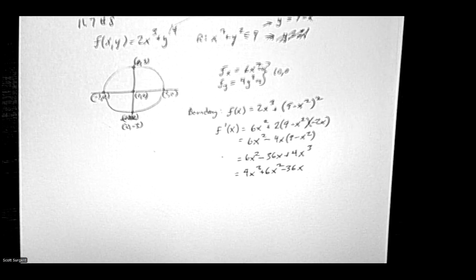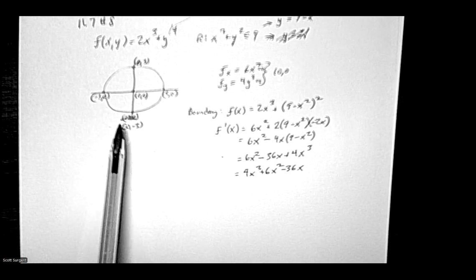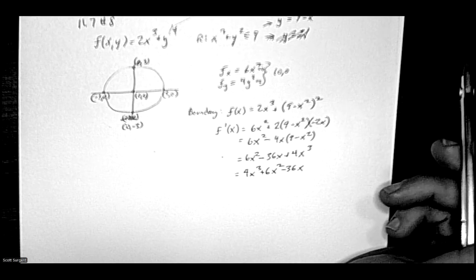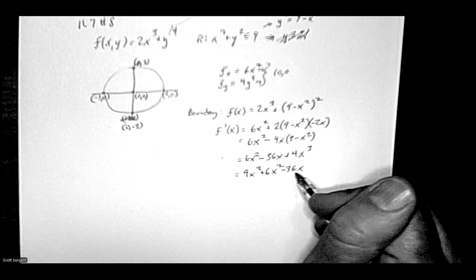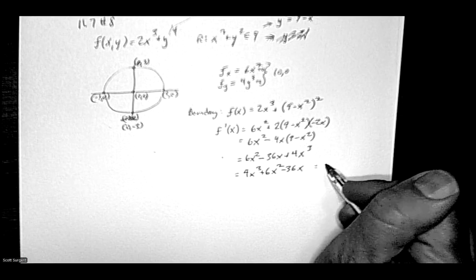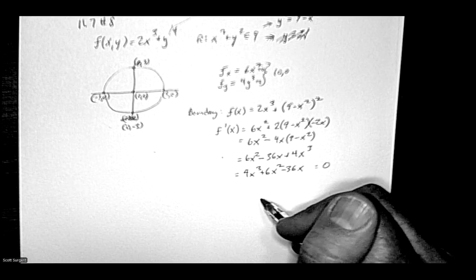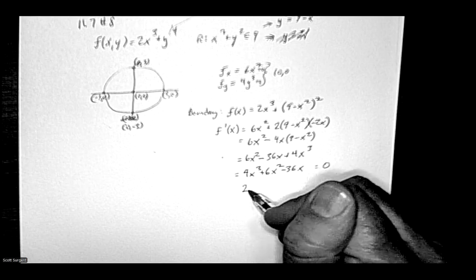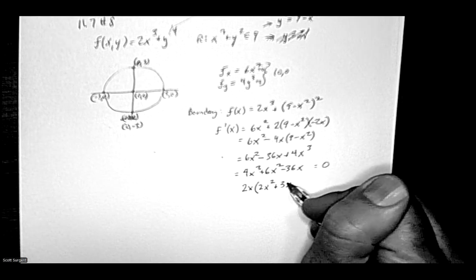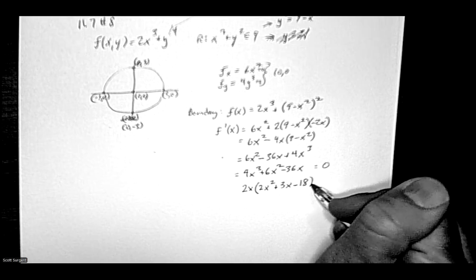So we don't have a constant level curve on the boundary. The boundary itself is going to be wiggling up and down relative to the xy plane according to this function. So what I'll do is I'll set it to 0. Now I can factor out a 2x. So I have 2x squared plus 3x take away 18.